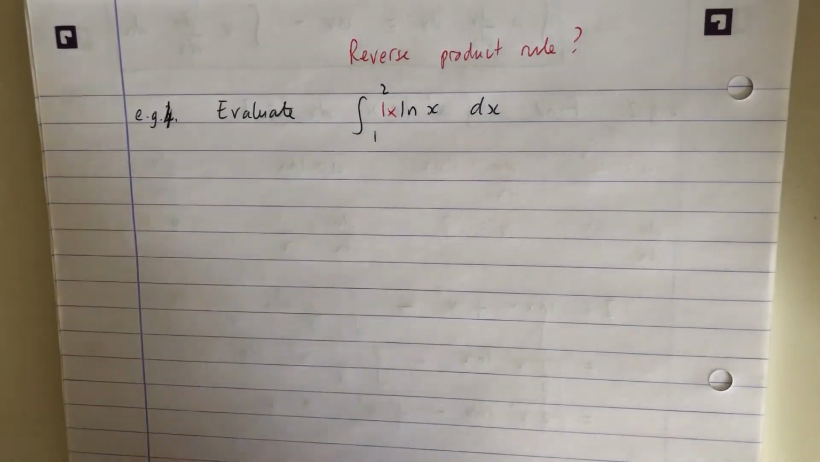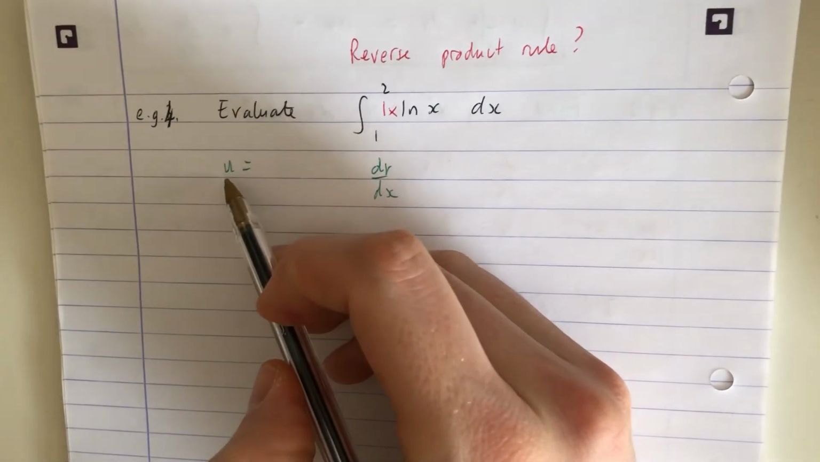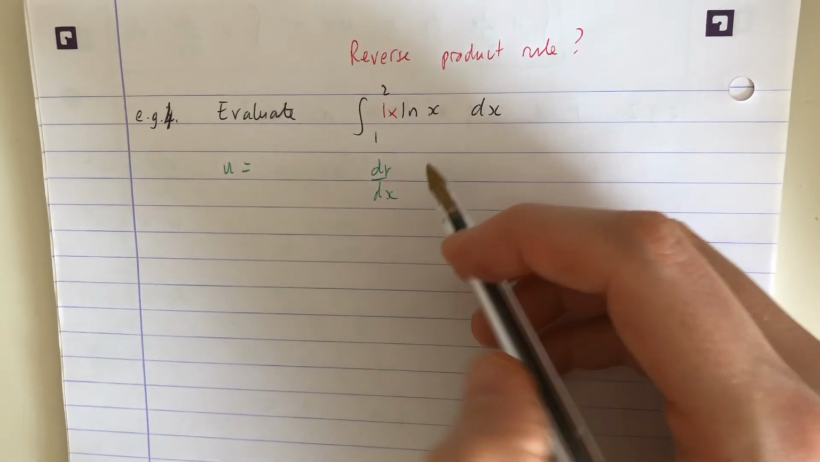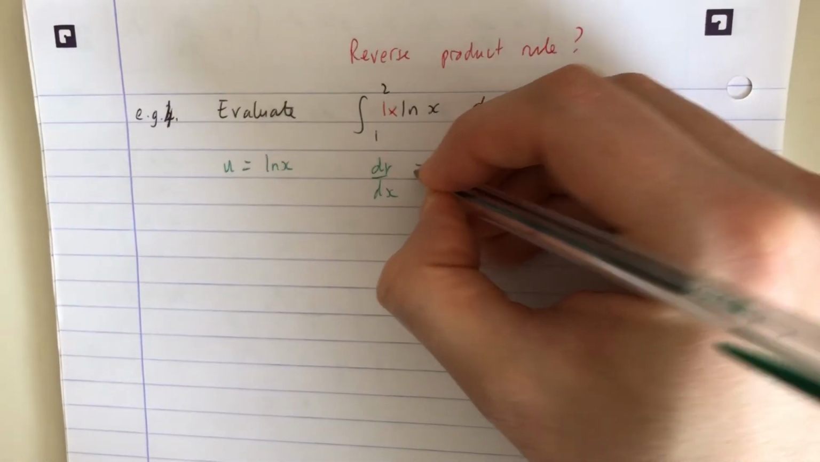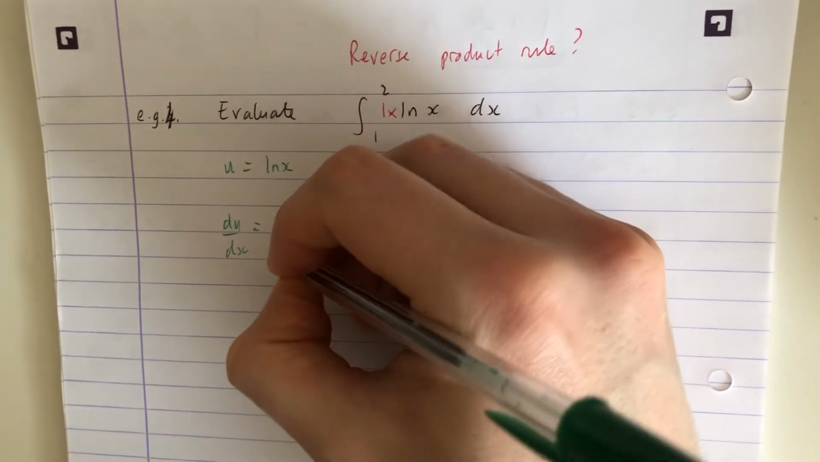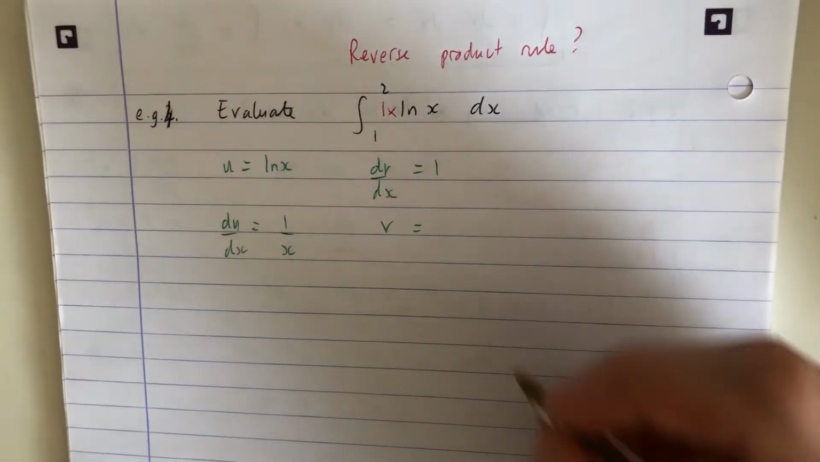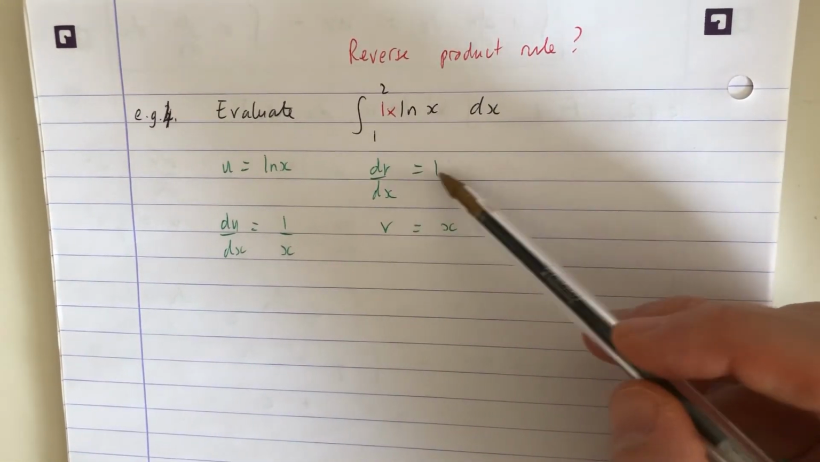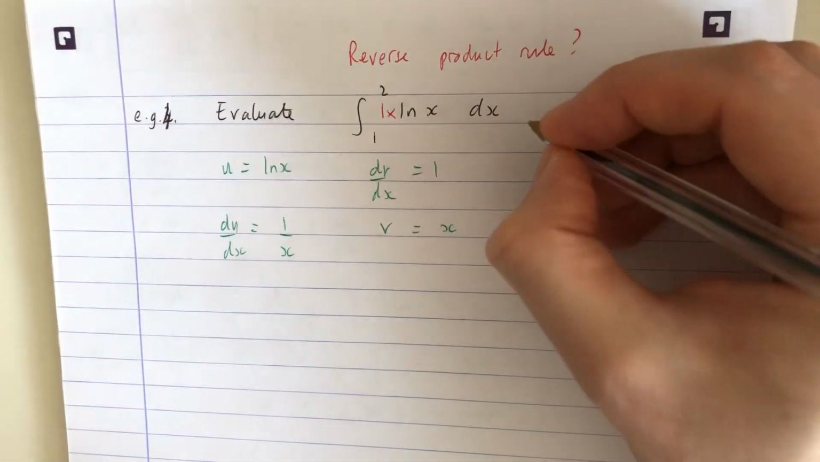And now, if you pick this in the correct order, u needs to be the thing you can differentiate, dv by dx needs to be the thing you can integrate. At the moment, you can only differentiate ln x. So that has to go there, and 1 would go there. Du by dx, you know what ln x differentiates to, 1 over x. You should know what 1 integrates to, which is x. Now normally you don't want to make something more complicated by integrating to get higher powers of x, but you'll see that this trick works for this one.